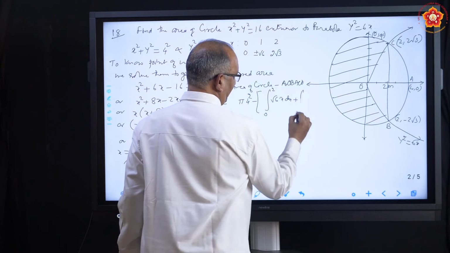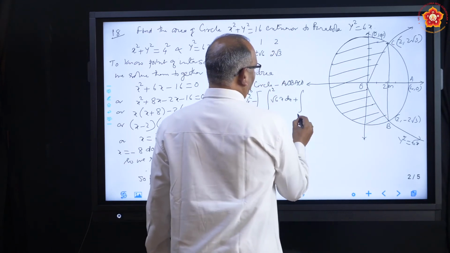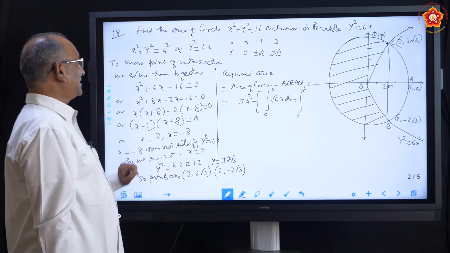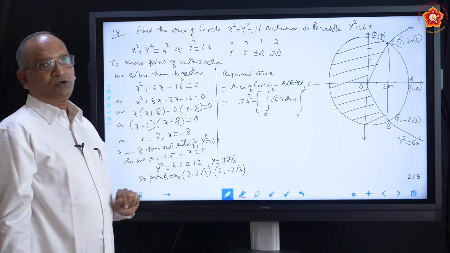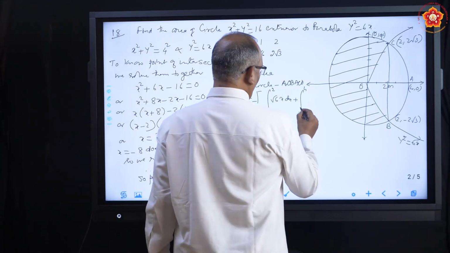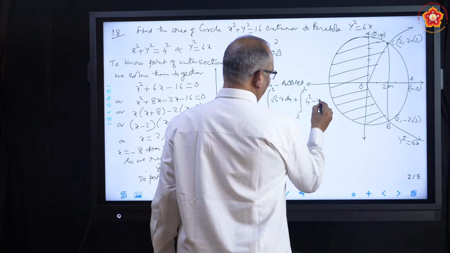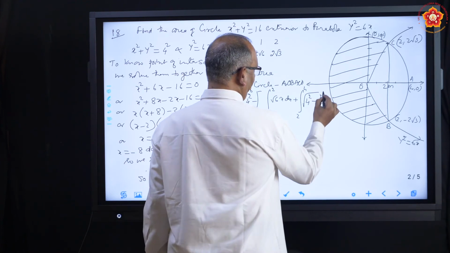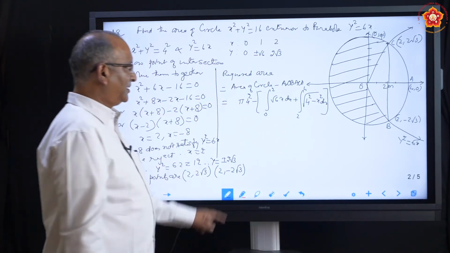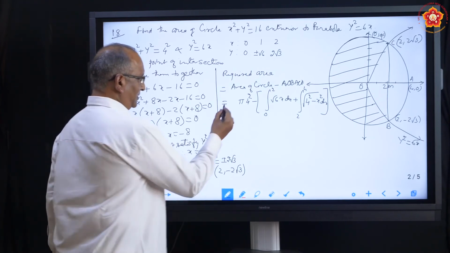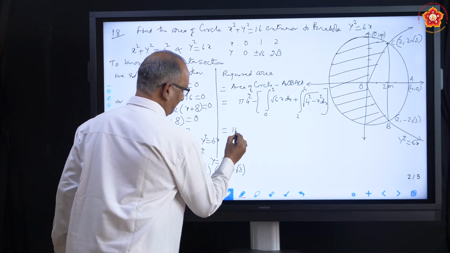plus 2 to 4. What is 2 to 4? It is part of circle. What is the equation of circle? X square plus y square equal to 4 square. Right? In terms of y square, you will get 4 square minus x square square root. This is what we have to calculate. So please calculate. So this becomes 16 pi.